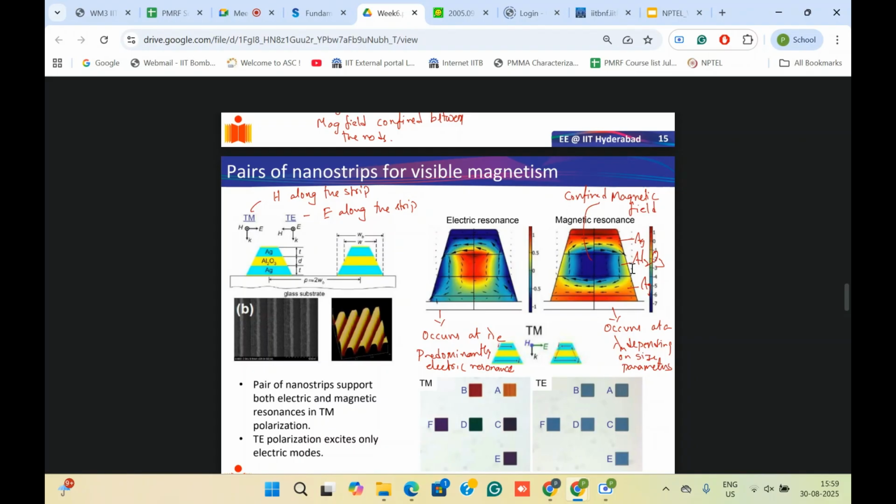So why do we choose alumina? Because it has a slightly higher dielectric constant compared to silicon dioxide. If you have higher contrast, then we will have better confinement. That's why we choose alumina. So we have silver metal and Al2O3 between them, and this is a magnetic response.